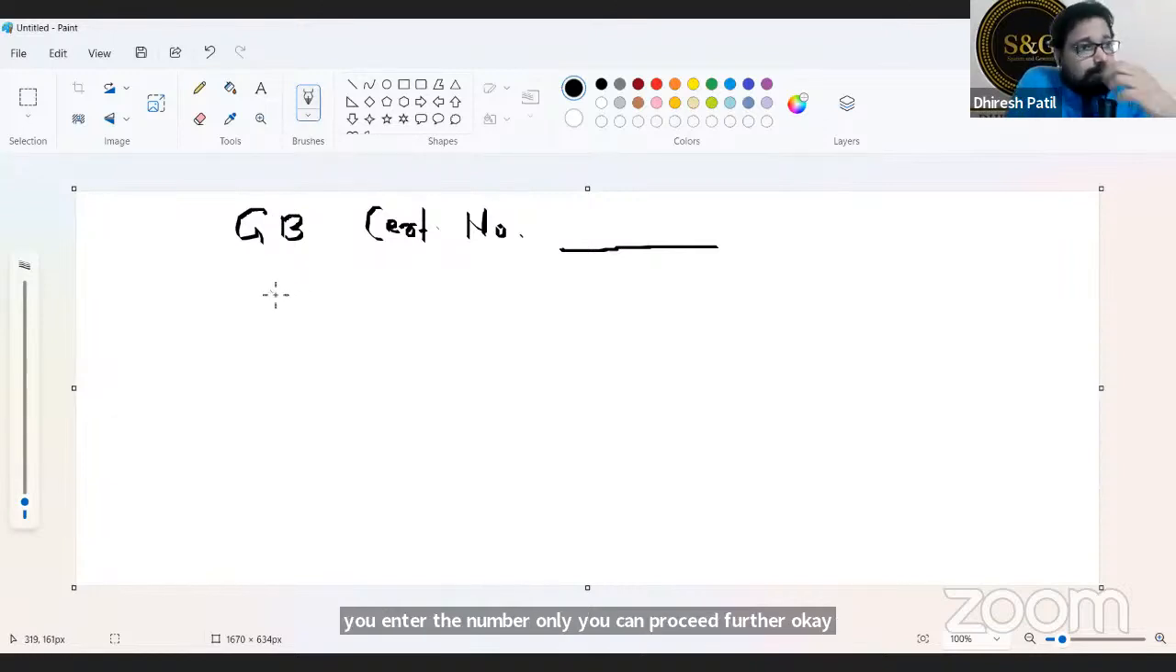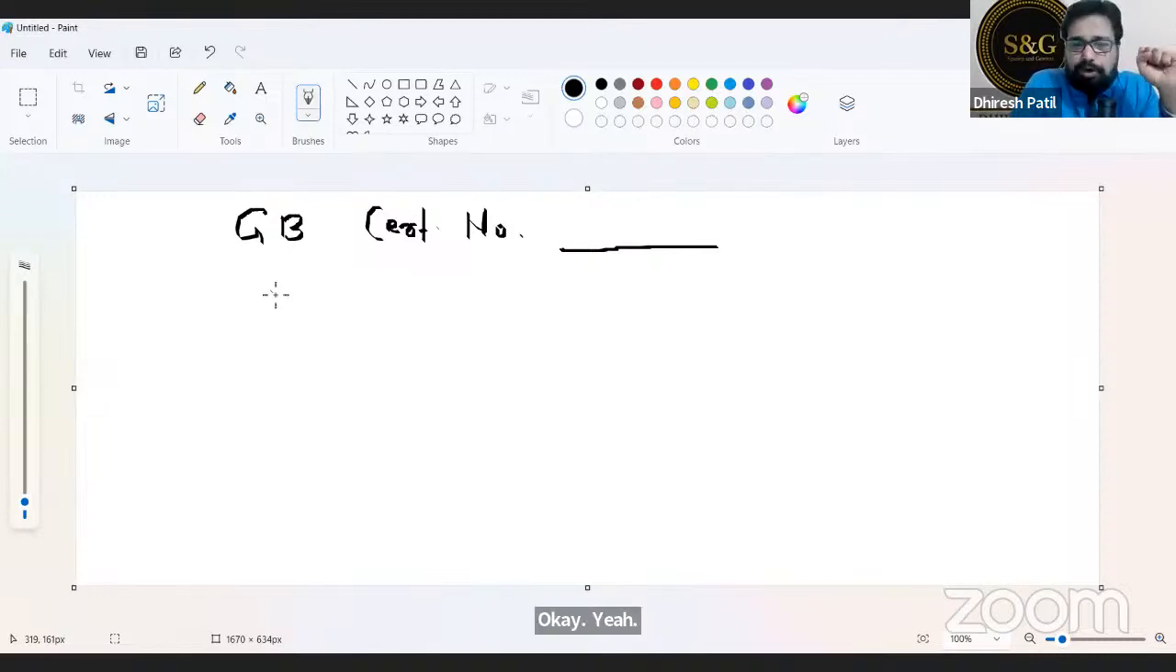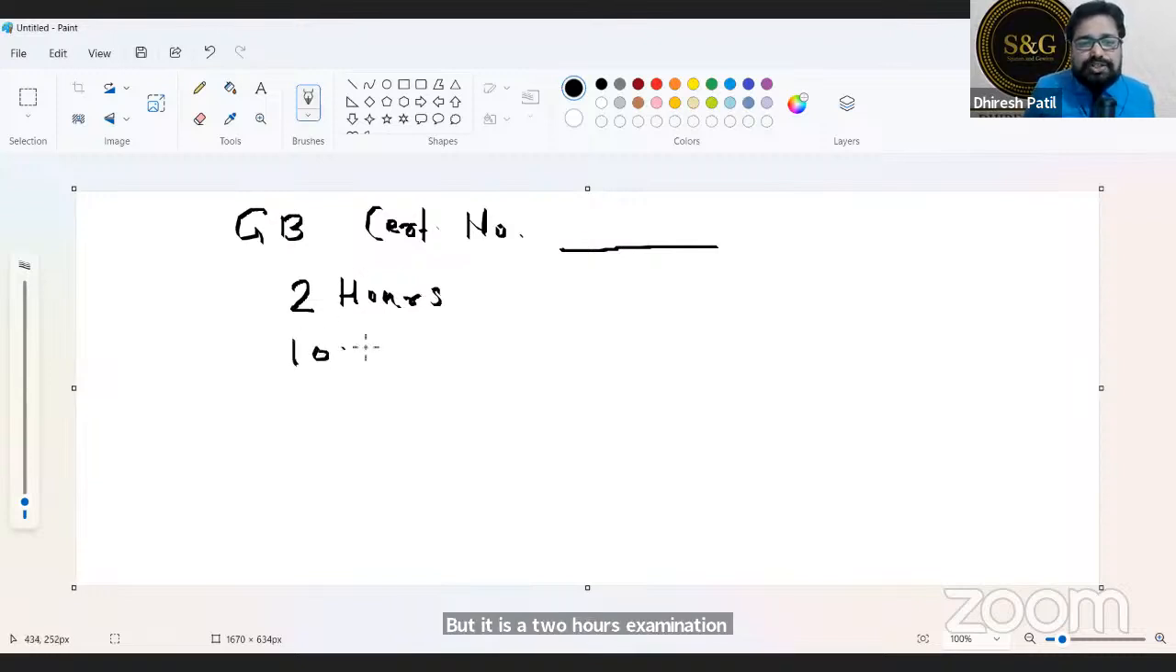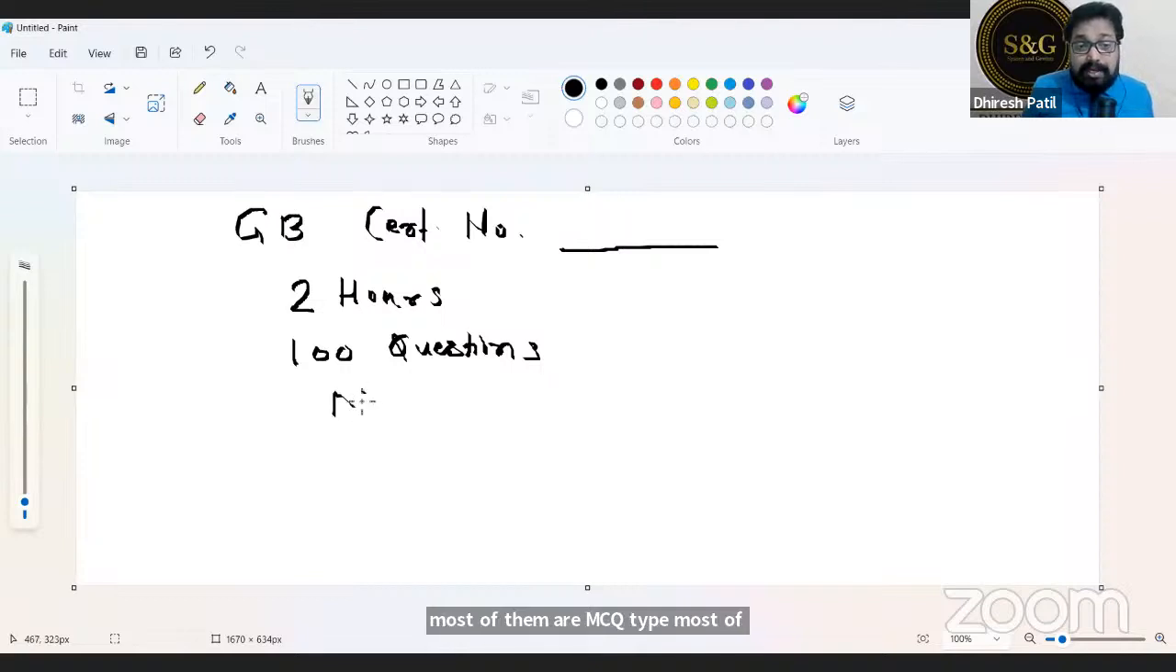Okay, now the black belt examination will be similar. Yeah, Mahesh, you can check the recording which is available, which is already shared. Now for the black belt examination, it's just similar to your green belt, but it is a 2 hours examination. Okay, and there will be 100 questions. Most of them are MCQ type. In green belt, all of them were MCQ type. In the black belt, most of them are MCQ type, multiple choice questions.